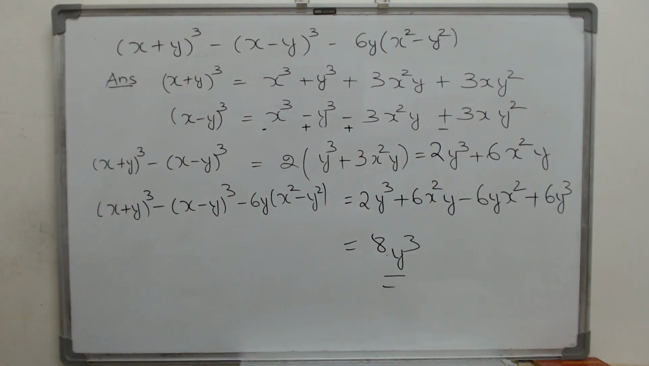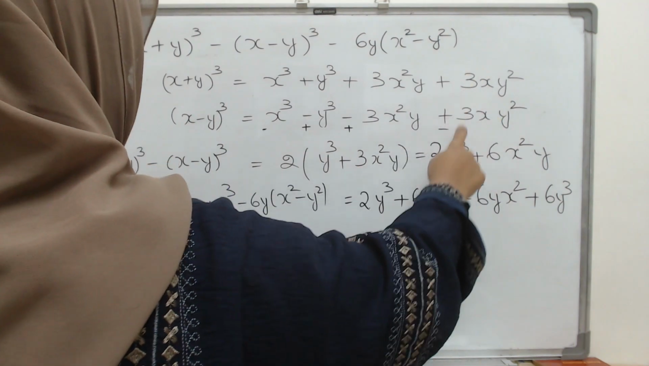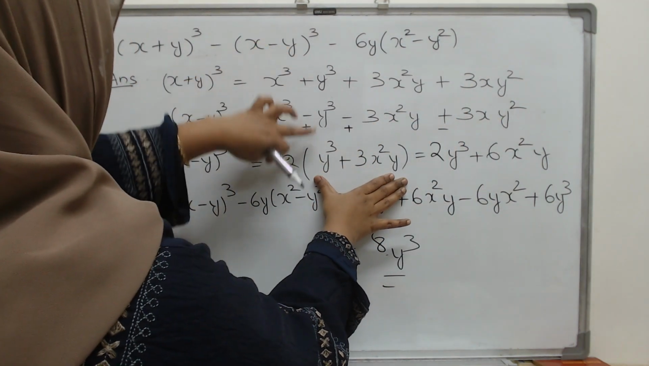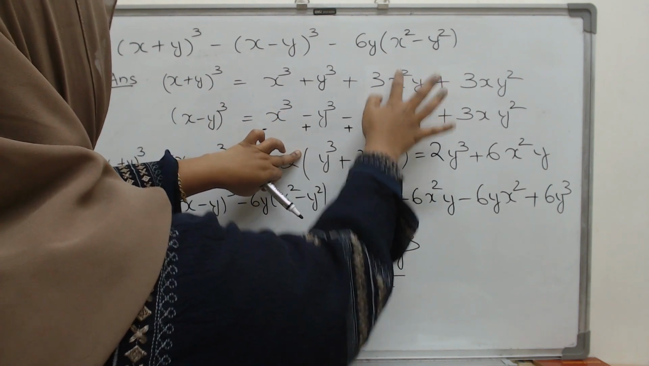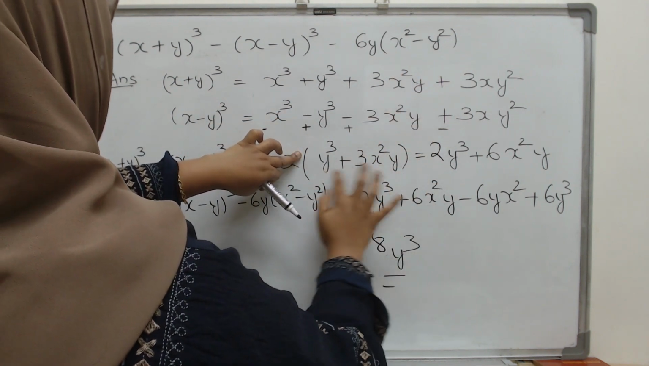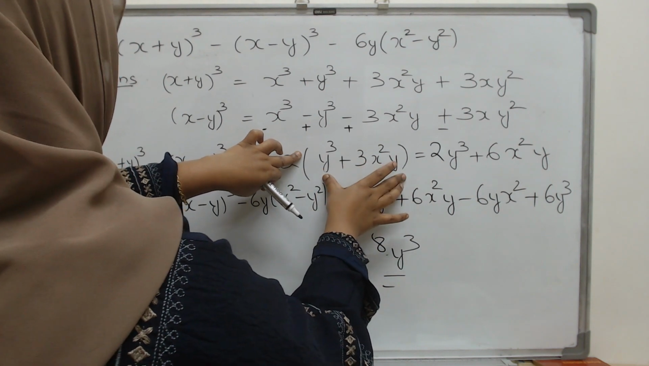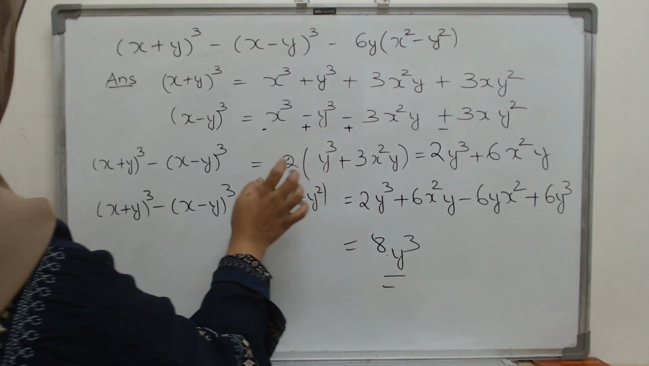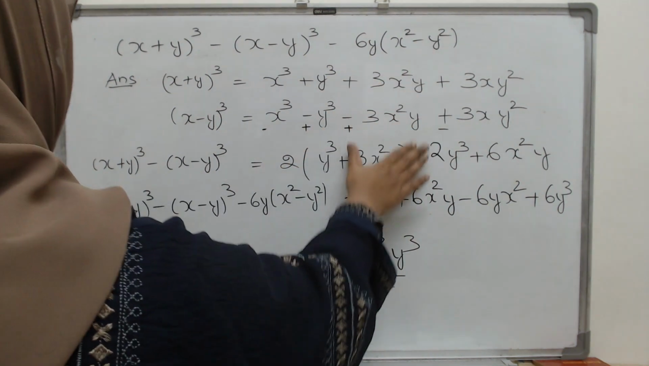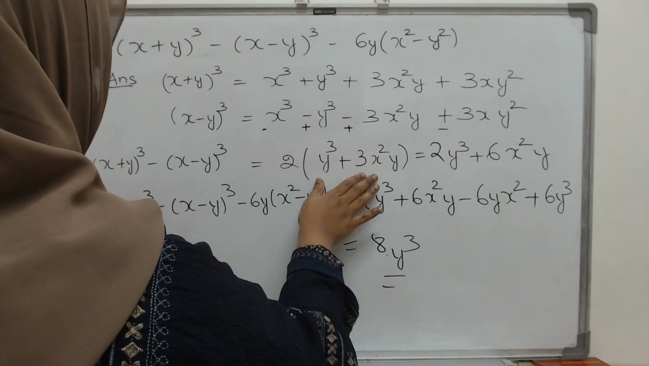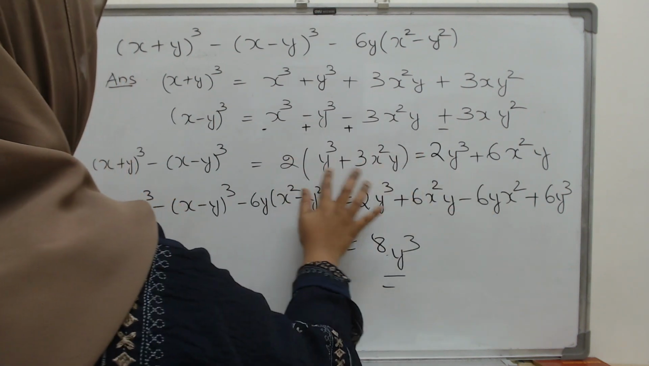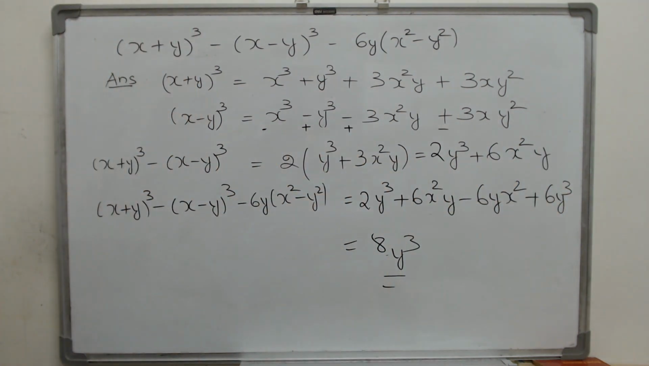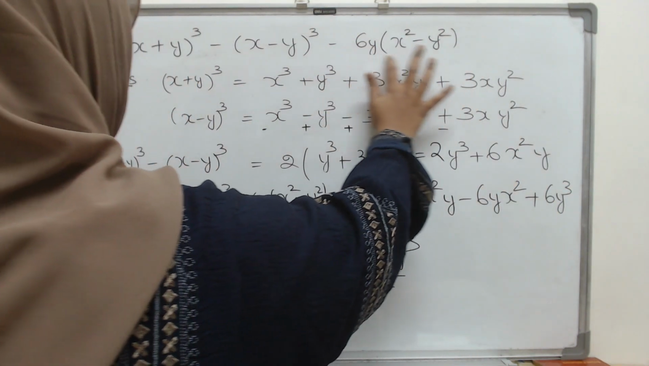So what all gets cancelled? These terms are what gets cancelled. What are the only two terms that remain? The y cube term and these two, the y term, the odd exponents of y is what remains, but then it is added 2 times. Y cube plus y cube is 2. So just write a 2 here and write down these two terms as it is. Now opening the brackets, you get 2y cube plus 6x square y. But that is not our question. You have another one term added to this.